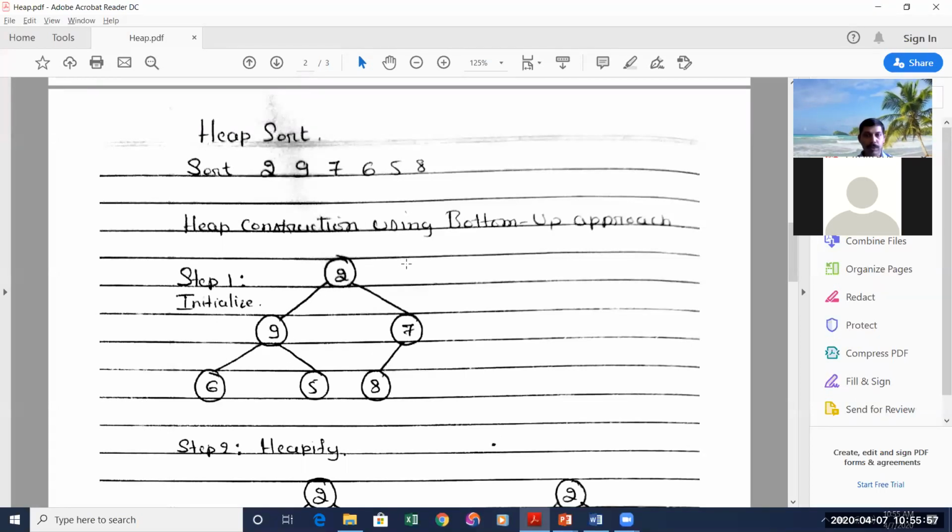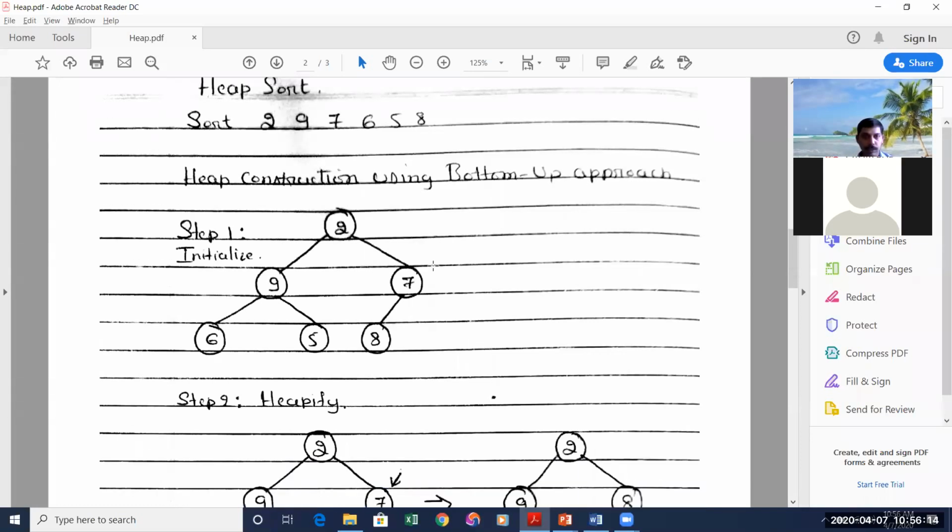In this example, I'm going to use the bottom-up approach, and it depends on the question. If it is mentioned in the question which approach to use, then you are supposed to use that particular approach. Otherwise, you can use any approach. In this question, there is no specification, so I'm going to use the bottom-up approach. In the bottom-up approach, there are two substeps. The first one is initialize, and the second step is heapify.